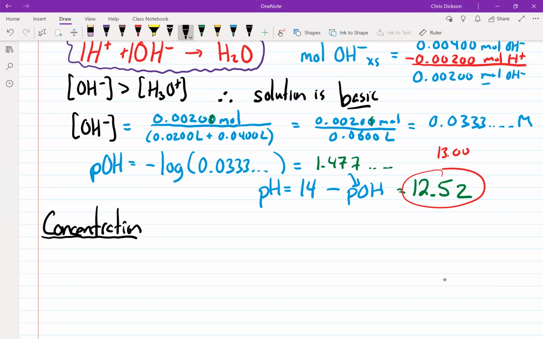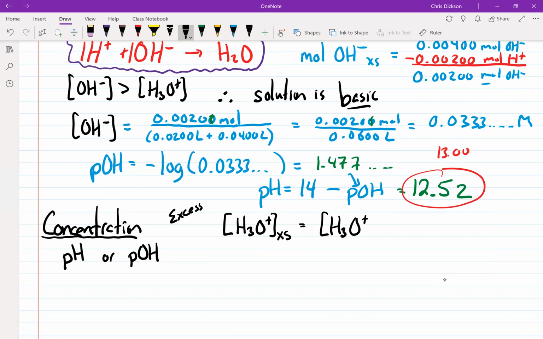So the concentration method relies on you making a determination about whether it's a pH or maybe a pOH question. And you're going to use one of two formulas. One of them would be when the concentration of hydronium is in excess. So I'm going to use the letters X and S for excess. See how clever that was? And that's going to equal the concentration of the hydronium that you started with, minus the concentration of the hydroxide you started with.